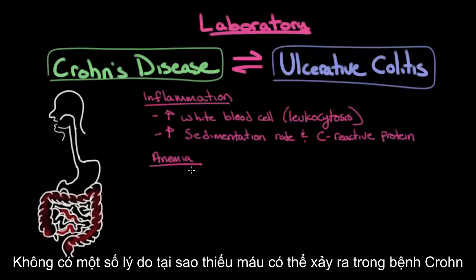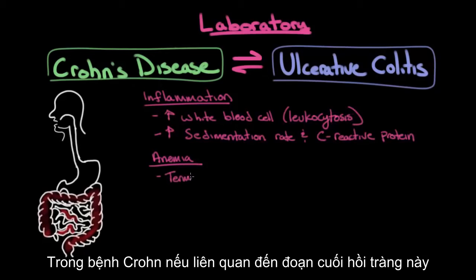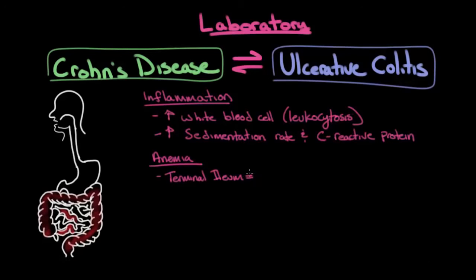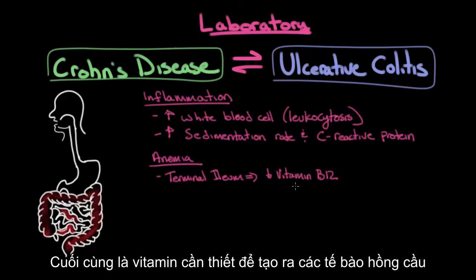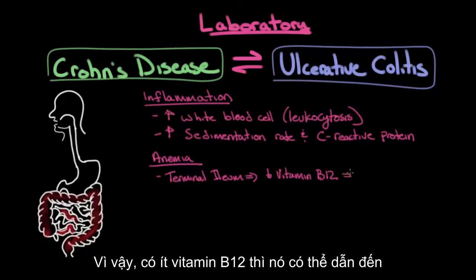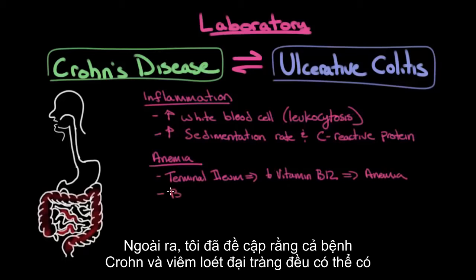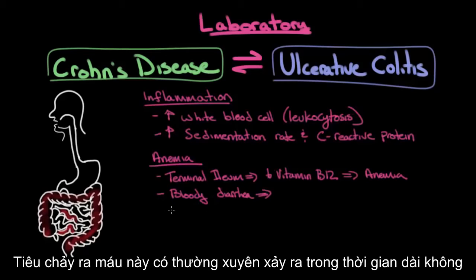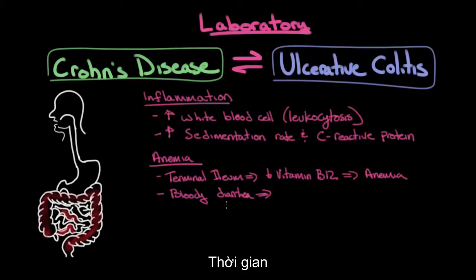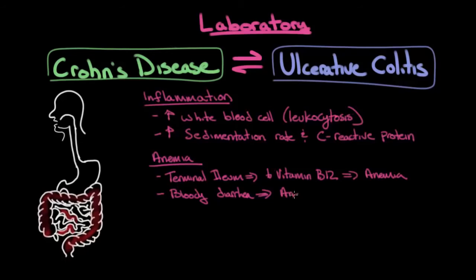Now, there are a couple reasons why anemia can occur in Crohn's disease and ulcerative colitis. In Crohn's disease, if this terminal ileum is involved, then the body is not able to properly absorb the vitamin B12, and this vitamin is necessary to produce red blood cells. So if there's low vitamin B12, then it can result in anemia. Also, I mentioned that both Crohn's disease and ulcerative colitis can have bloody diarrhea. If this bloody diarrhea is occurring frequently and over long periods of time, that blood loss can be additive and add up, and that blood loss can result in anemia.